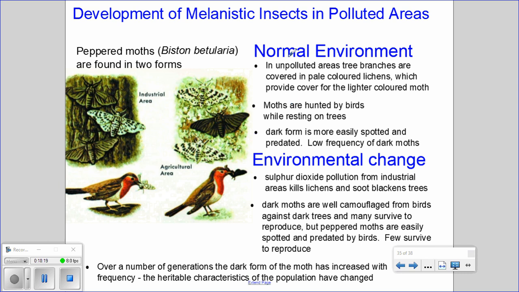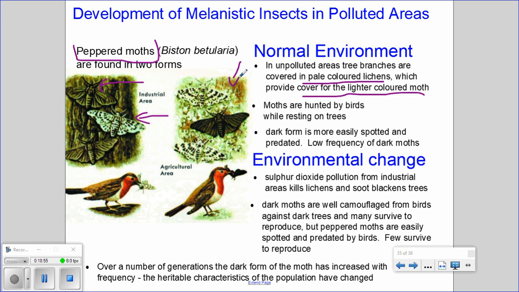We'll look at two situations here, a normal environment and environmental change, in this particular example involving a species called the peppered moth. The peppered moth is found in two forms. There is the dark form and there is the peppered form. This is where the name comes from. In unpolluted areas, tree branches are covered with pale colored lichens, which provide cover for the lighter colored moth.